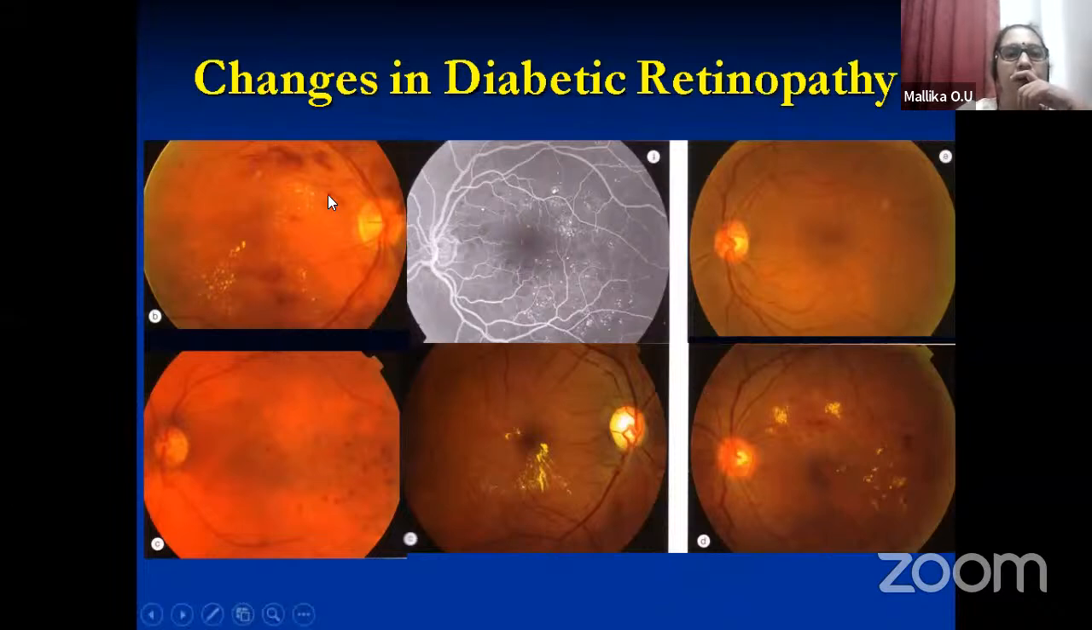You can see this is a flame-shaped hemorrhage. This is a blot hemorrhage. These are small yellowish, well-defined hard exudates. These are all blot hemorrhages. So these are hard exudates arranged in the macular area in a star shape. That is a macular star.